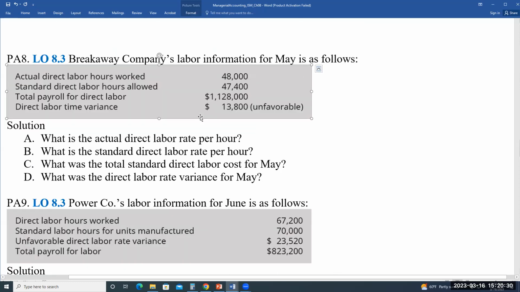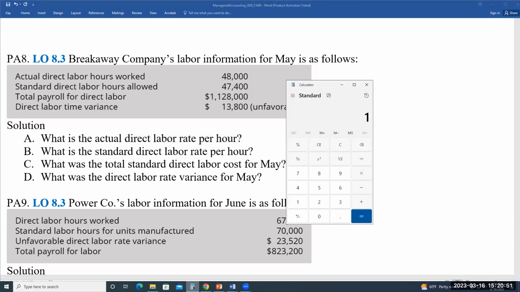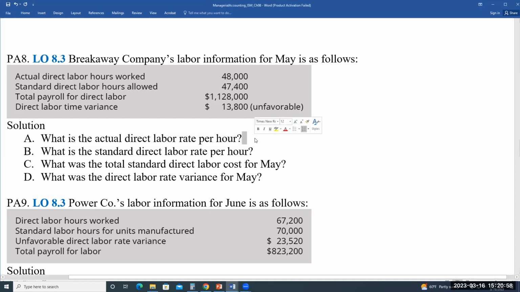Okay, so problem number 8. What is the actual direct labor rate per hour? Okay, we have actual labor cost. We could divide that by the actual hours worked, and we'll get our actual rate. Sounds too easy to be true, but I think that is correct. 23.50. What is the standard rate? Okay.